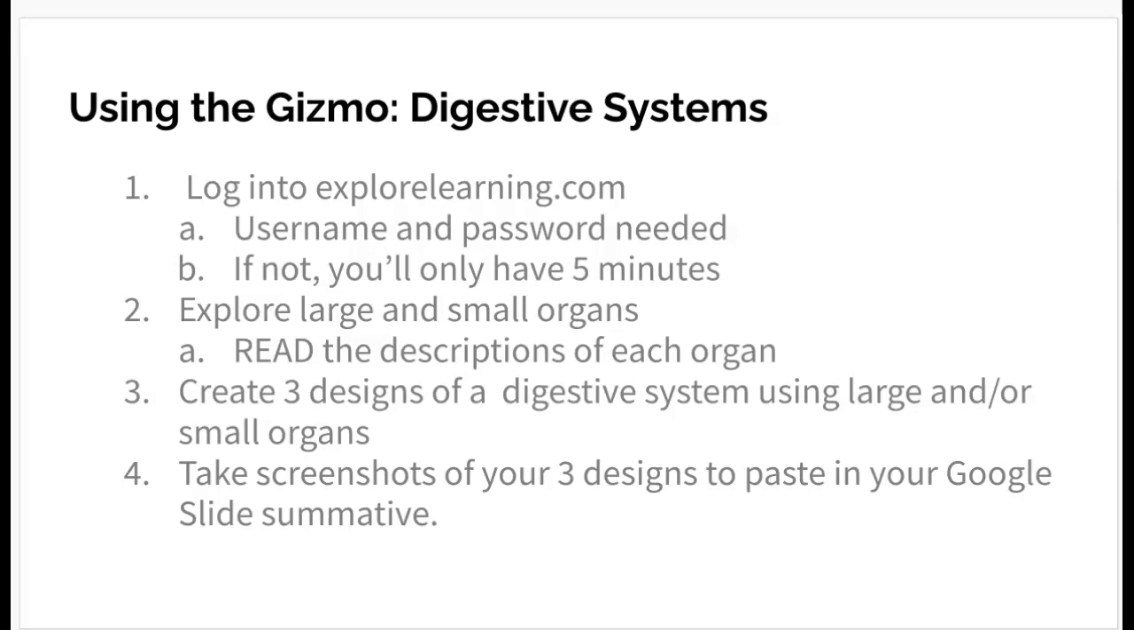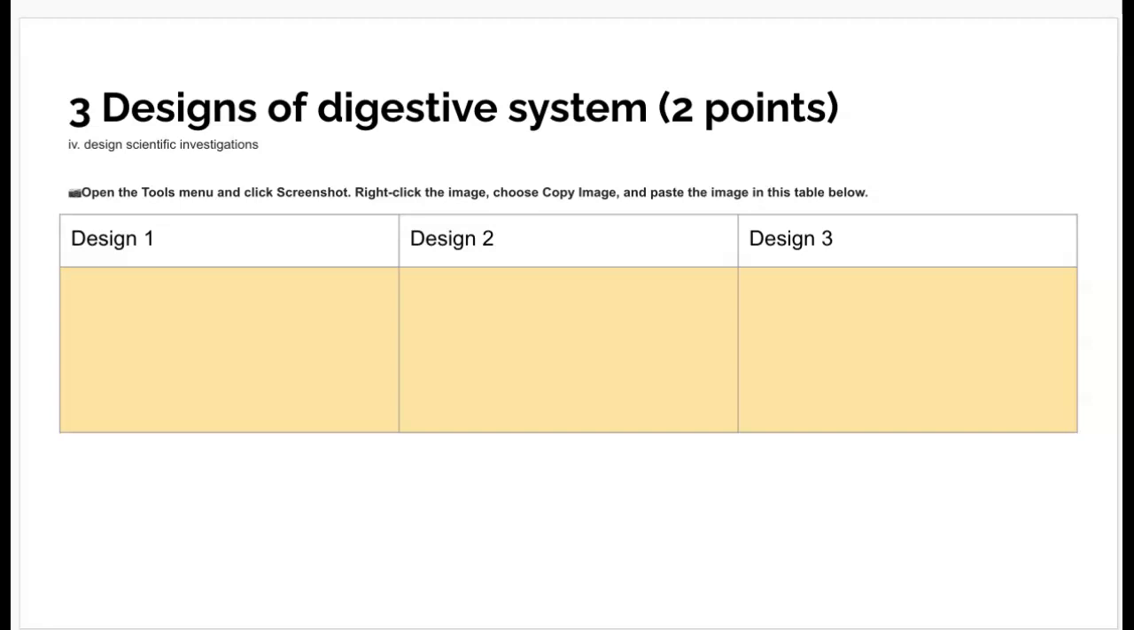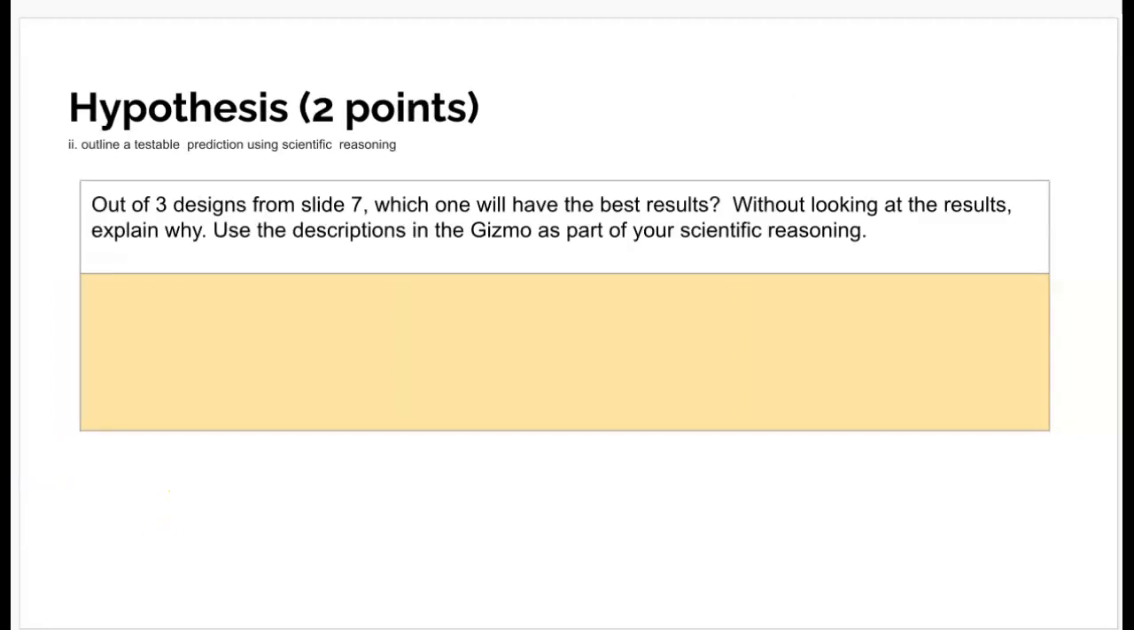We'll come back on doing the Gizmo in a minute. So on this slide, after you've taken the screenshots of each design, you're going to paste it on this slide right here. Okay, and then the last one is your hypothesis. Out of the 3 designs from slide 7, which one will have the best results? Without looking at the results, explain why. And this is where you need to use the descriptions in the Gizmo as part of your scientific reasoning.